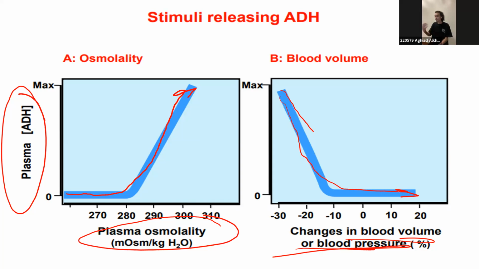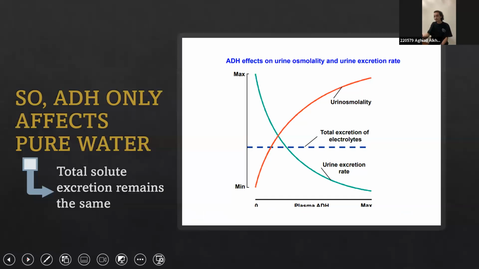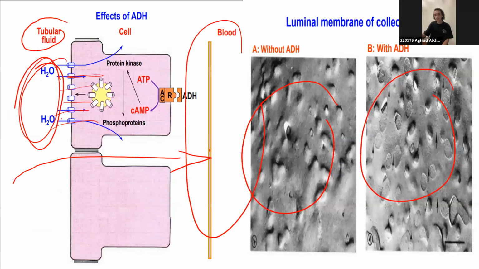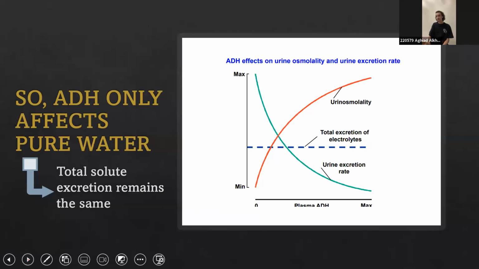All right. So with blood volume too. More blood volume, no ADH, because we already have enough volume. We don't need more water added to that. But if blood volume is decreasing, ADH is released, and it absorbs the water from the tubules. So it's pretty simple. This graph is just to show you that ADH only affects water, as we mentioned. See, it's only H2O. So electrolytes and the solutes are not excreted. Total solute excretion remains the same, unchanged. This is basically what the graph is trying to tell you.